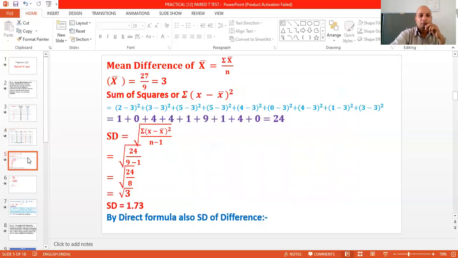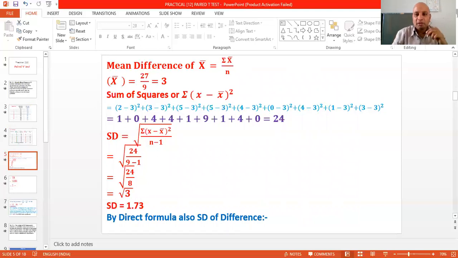Next steps: the mean difference, using the formula x bar is equal to summation x upon n. Then x bar is equal to 3. Then the sum of squares, summation of x minus x bar squared, is 24. Using the formula, standard deviation is equal to under root summation x minus x bar squared upon n minus 1. Putting in the values, SD is equal to 1.73.